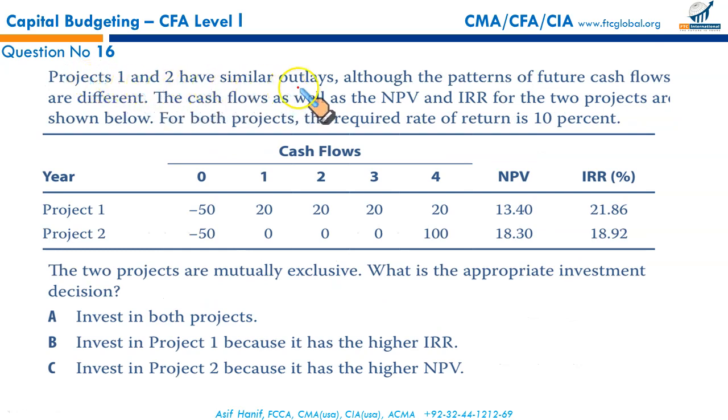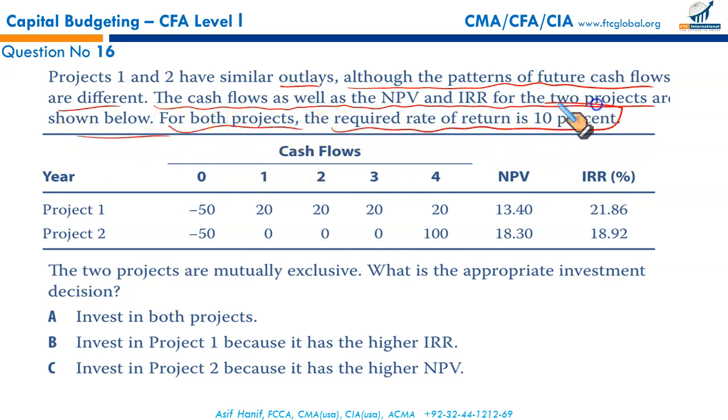Project 1 and 2 have similar outlays, although the patterns of future cash flows are different. The cash flows as well as NPV and IRR for the two projects are shown below. For both projects, the required rate of return is 10%. The projects are mutually exclusive, which means either we can take project 1 or project 2, not both. What is the appropriate investment decision? Invest in both? We cannot, since they are mutually exclusive, either 1 or 2.